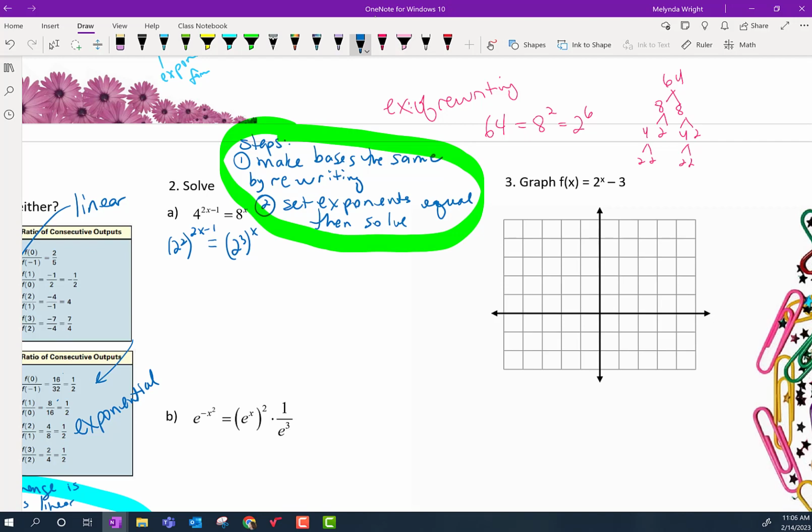Step 1 is done. Step 2 is set the exponents equal to each other and then solve. So the exponents are these parts right here. Right, those are my exponent parts. So I've got 2 times 2x minus 1 equals 3 times x. That's what I need to solve. Okay, so let's do our solving. We've been solving for a long time, ladies, right? We know how to solve equations. So that would be 4x minus 2 equals 3x. I would move the 3 to the left. That would give me x is 2.